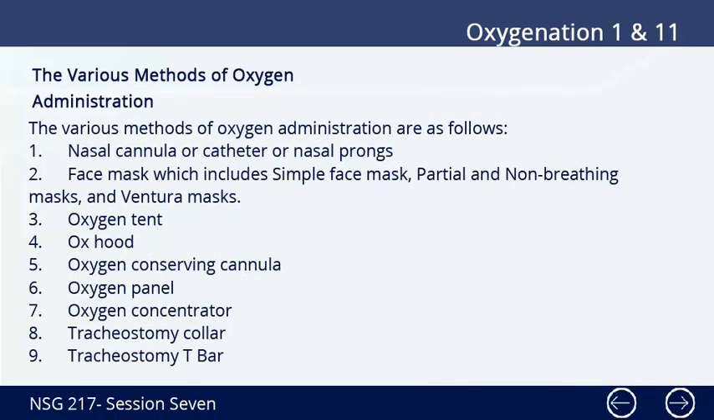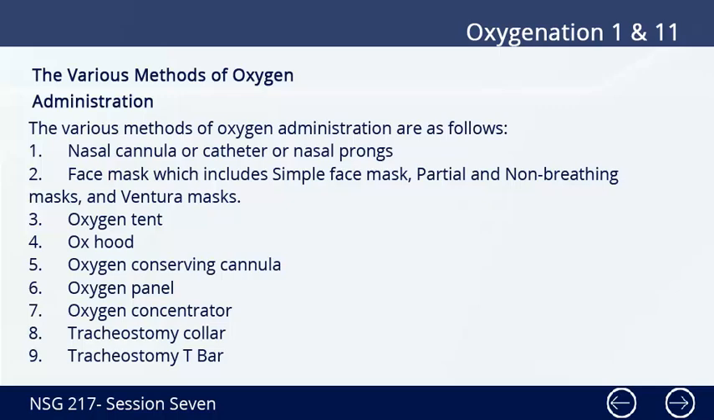Various methods of oxygen administration. The various methods of oxygen administration are as follows. Number 1, nasal cannula or catheter or nasal prongs. Number 2, face mask, which includes simple face masks, partial and non-rebreathing mask, and venturi mask. Number 3, oxygen tent. Number 4, oxygen hood.